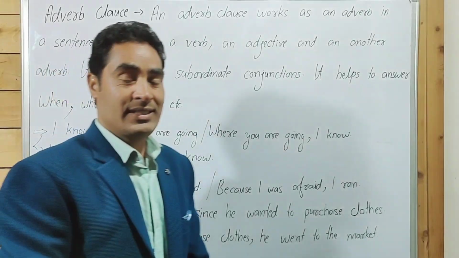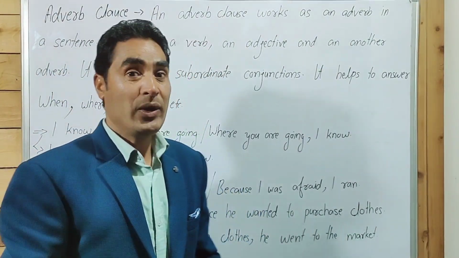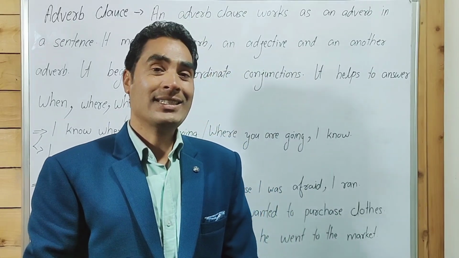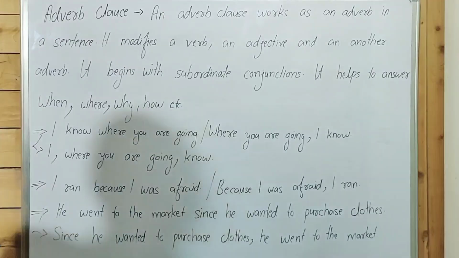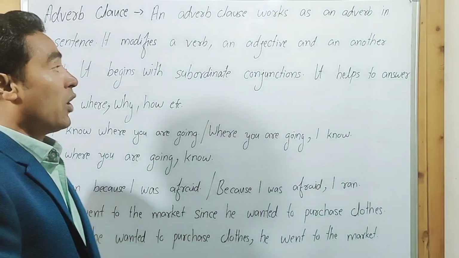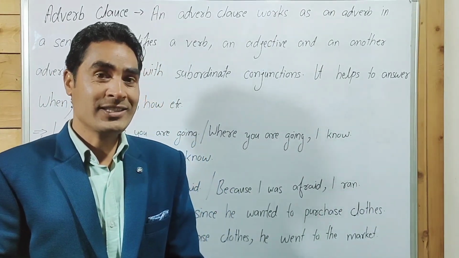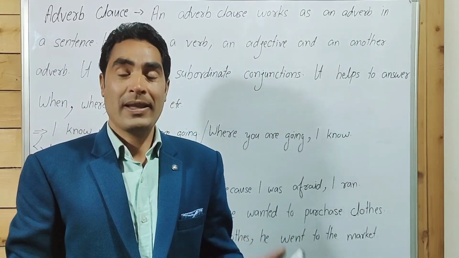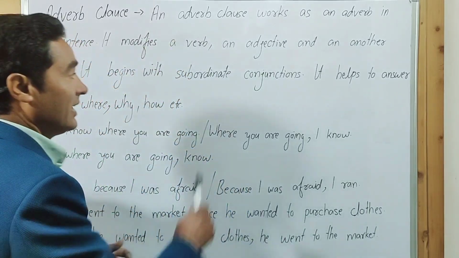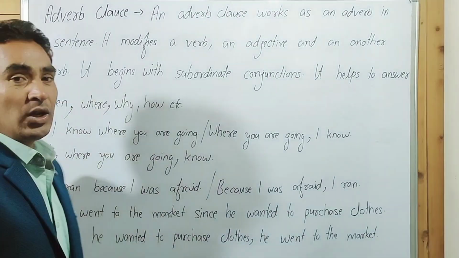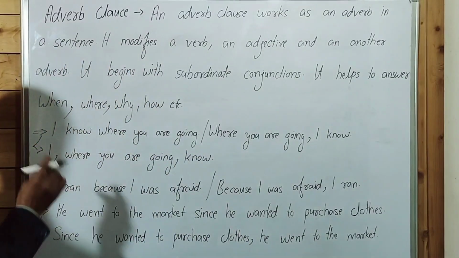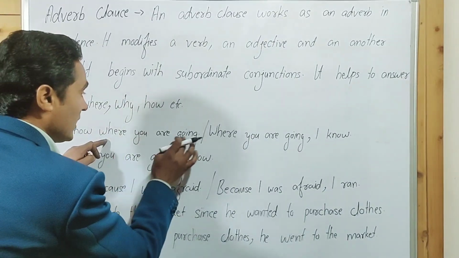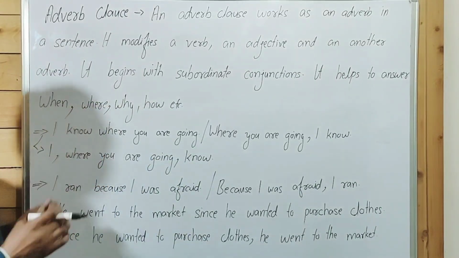An adverb clause. An adverb clause works as an adverb in a sentence. It modifies a verb, an adjective, and another adverb. It begins with subordinate conjunctions. Subordinate conjunctions include after, even though, although, because, since, etc. It helps to answer when, where, why, and how. I know where you are going. Here, where you are going is an adverbial clause.